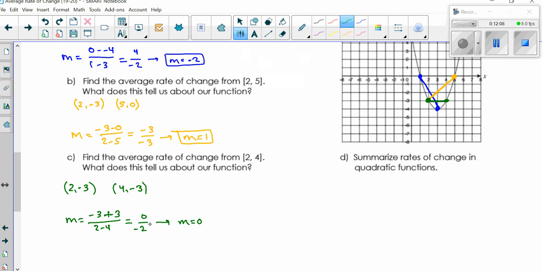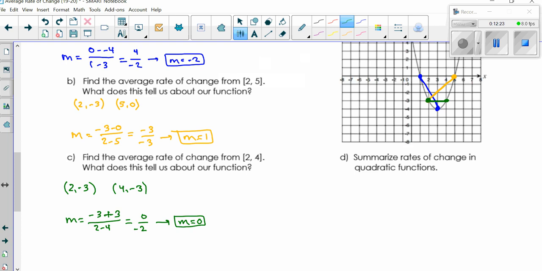Remember, I can have 0 on top. I just can't divide by 0. Then it's undefined. That'd be a vertical line. Okay, and 0 does not mean undefined. Does not mean no solution. 0 is a slope. It's a number. Okay, that's okay. Summarize the rates of change in quadratic's formula.